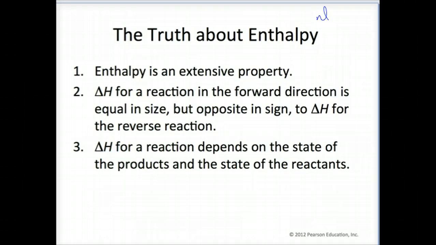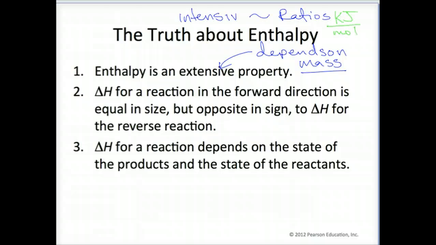Enthalpy is an extensive property, so it depends on mass, whereas an intensive property is basically a ratio, like kilojoules per mole. So our enthalpy associated with a particular substance is constant. I'm going to release this much energy per mole, but the total amount of energy depends on how much I have, and this is our difference between intensive and extensive.